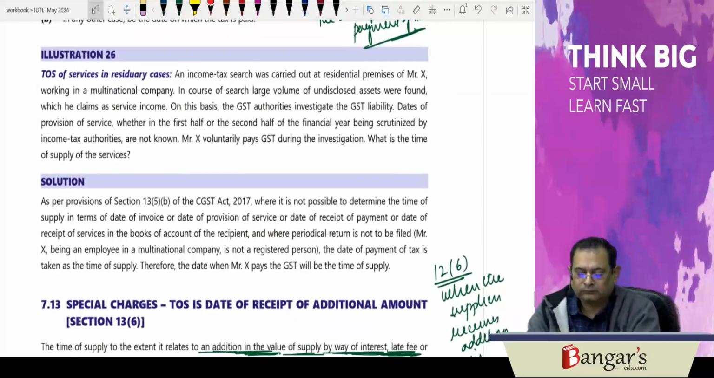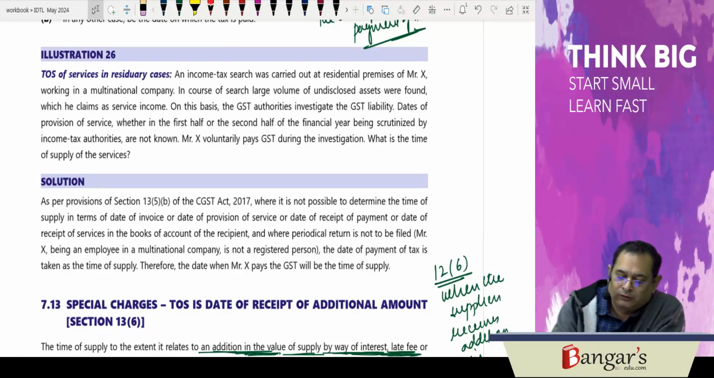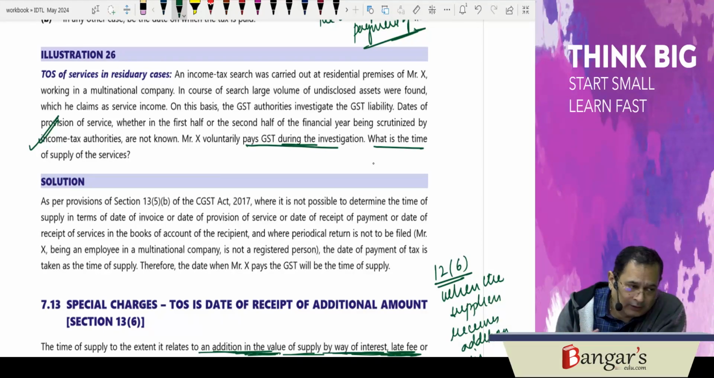Then an income tax search was carried out at the residential premises of X working in a multinational company. In course of search, large volumes of undisclosed assets were found, which he claims as service income. On basis of that, the GST authority investigates the GST liability and dates of provision of service, whether in first half or second half, is scrutinized by the income tax authorities. X voluntarily pays the GST on investigation. So he is not registered under GST. He is working under a multinational company.